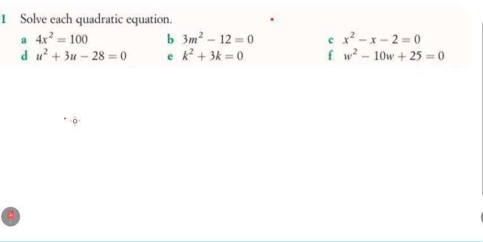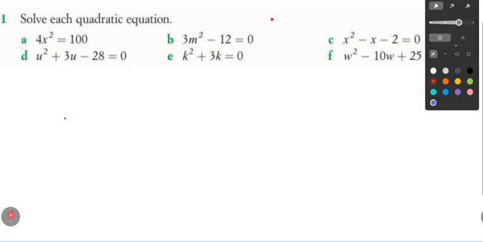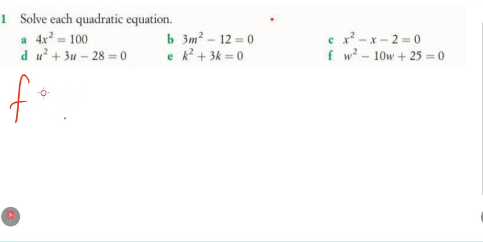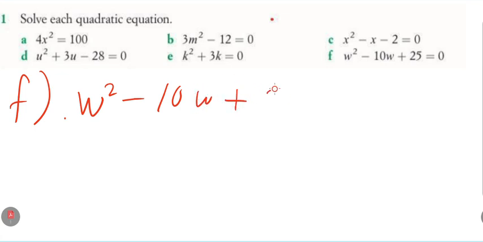Okay, so we are now at part F. If you look at part F, let's write it again here. Let's try to make it thicker. So we have W squared minus 10W plus 25 is equal to 0.